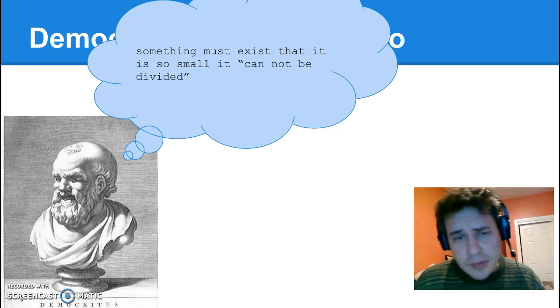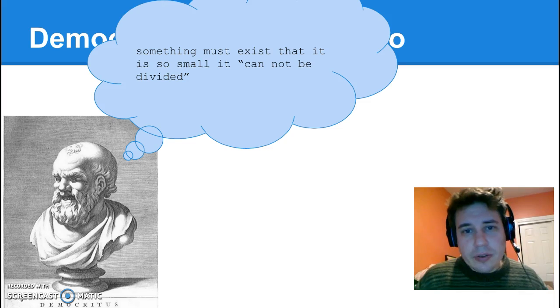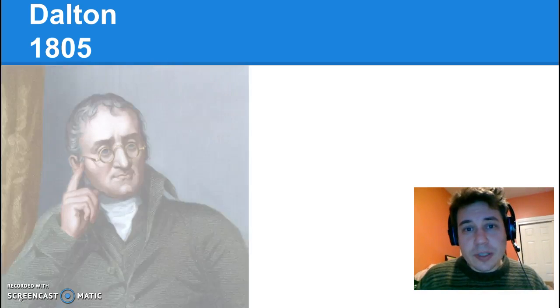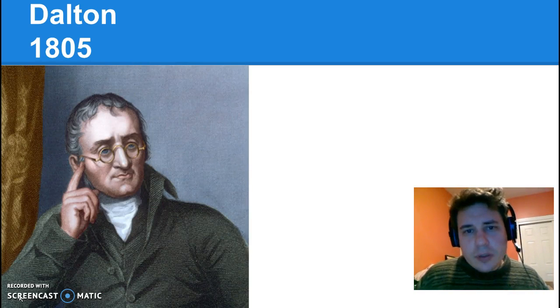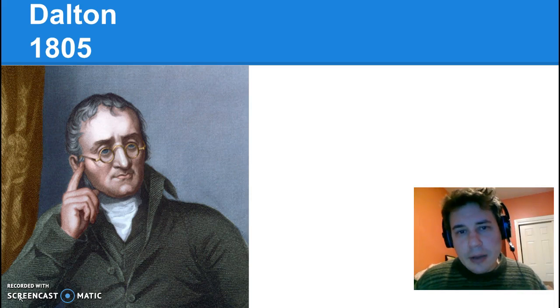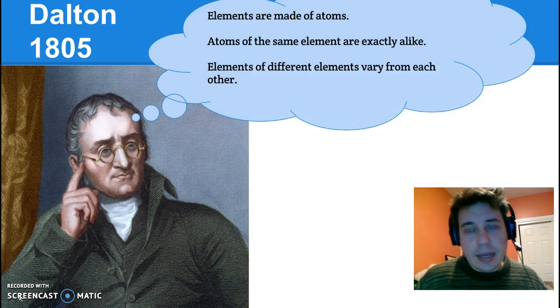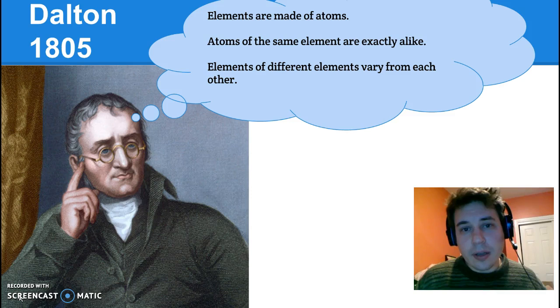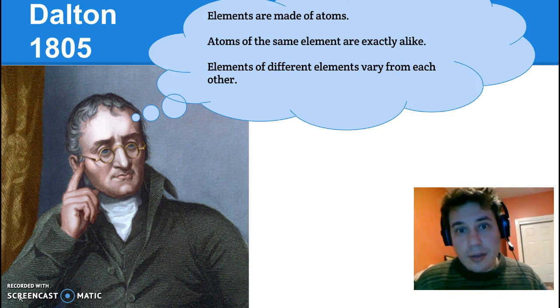Now, it took thousands of years until we really tried to get a handle again on what atoms were. The next major breakthrough was with Dalton in 1805. Dalton put together the idea that elements and atoms were linked together: that elements were made of atoms, and that elements of the same type had atoms that were the same. So you met the idea that hydrogen always has one proton. That goes back to Dalton.